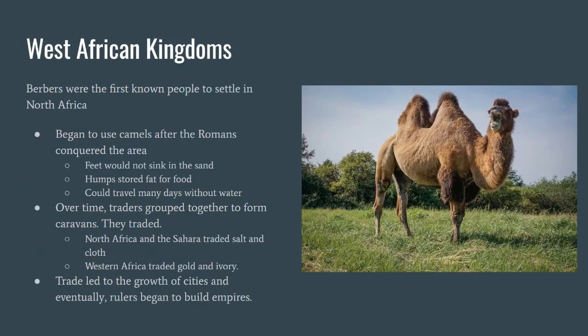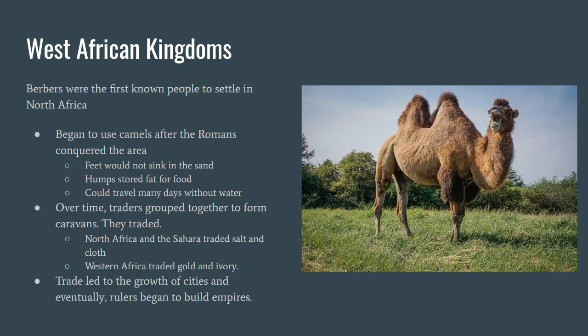So the first people to come up in Africa is a group called the Berbers. We don't necessarily know a ton about them, but what we do know is that they were trading and conquered by the Romans at one point. And when they were conquered by the Romans, one of the things that the Romans started using when they were in the areas was camels.